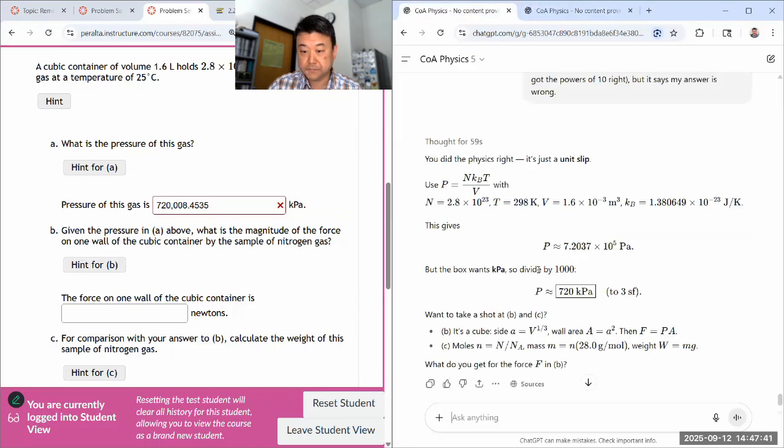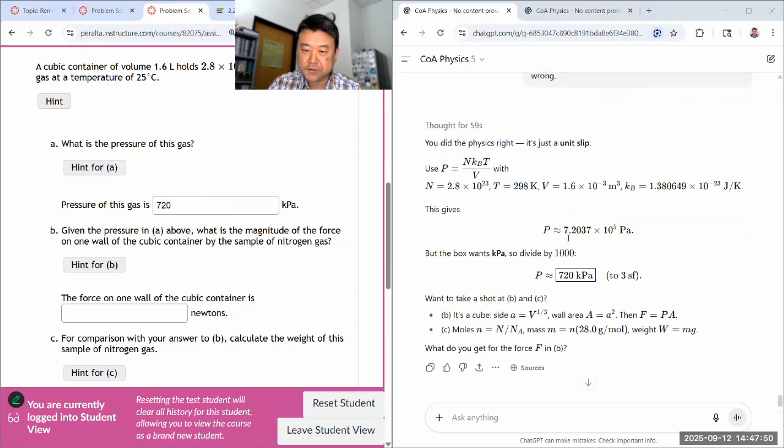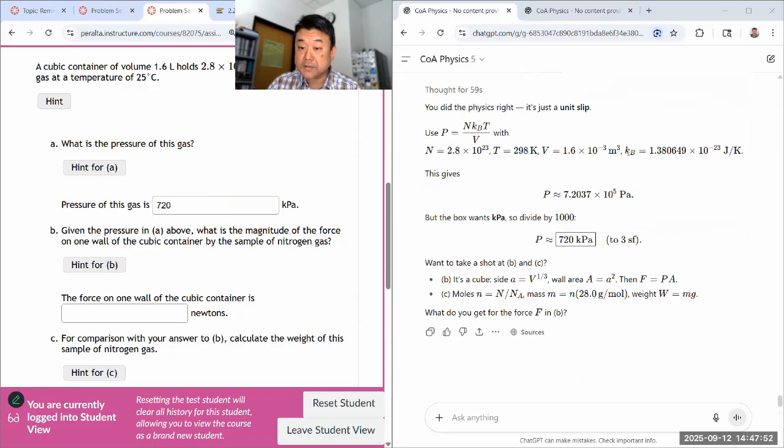Unit slip, yeah. Oh, it gave me the answer. All right, we'll just do that. And yeah, round it to 3 significant figures. Don't keep all the digits. In notation like this, all these numbers are significant.